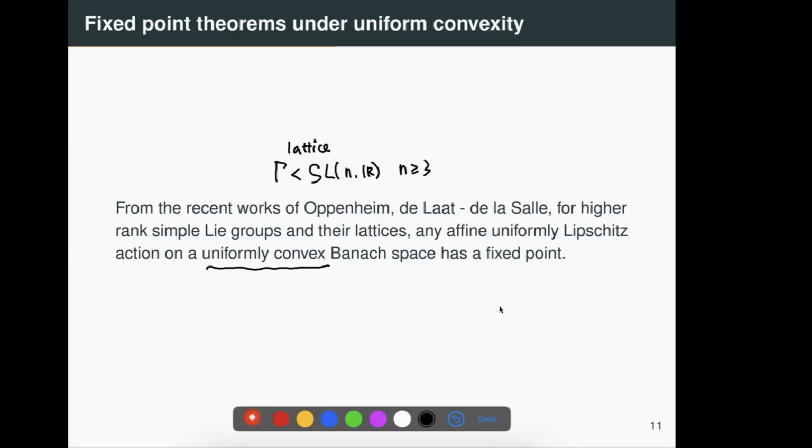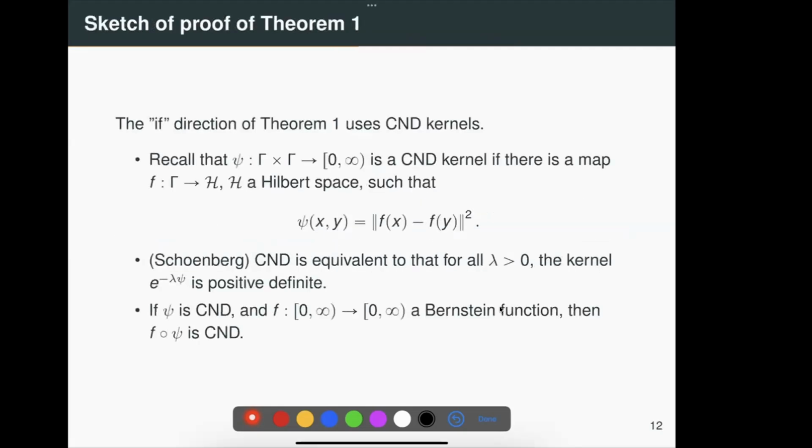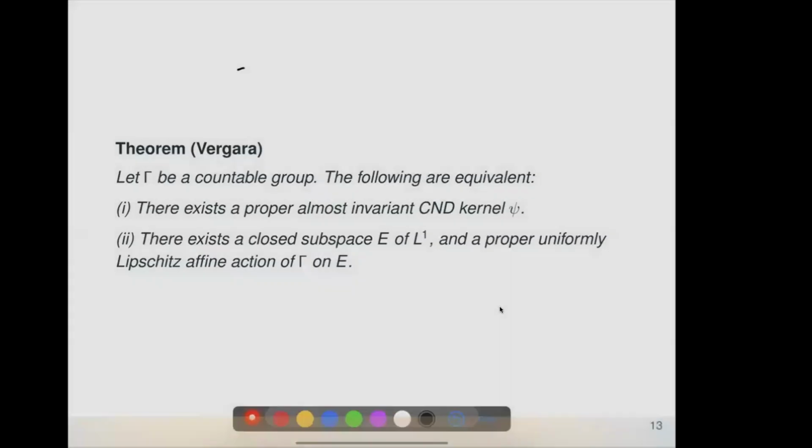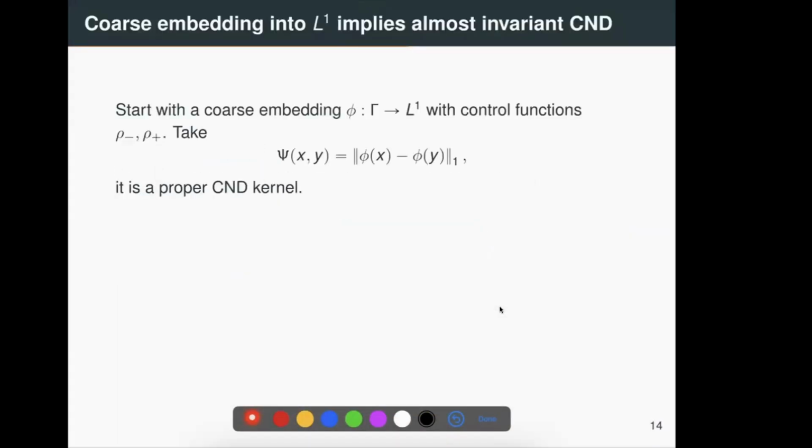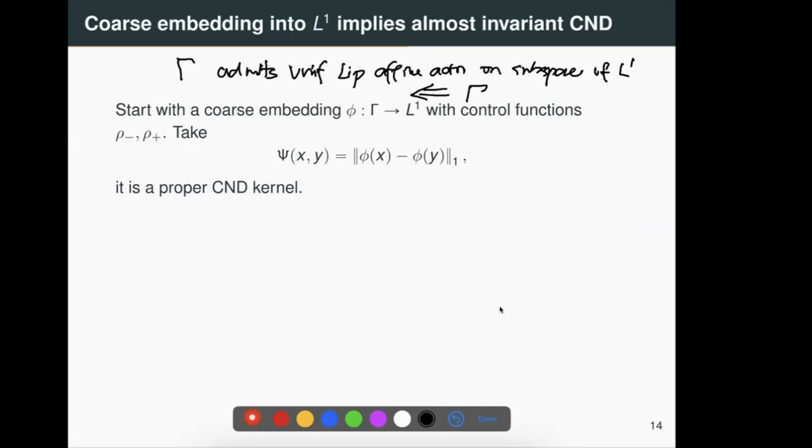Good. The proofs are quite short, so I can basically explain what goes into these statements. Let's go back to Theorem 1. The statement is that gamma admits a uniformly Lipschitz affine action on a subspace of L1. I want to show that this is a consequence of gamma admitting a coarse embedding. This is the statement I want to explain how to prove.